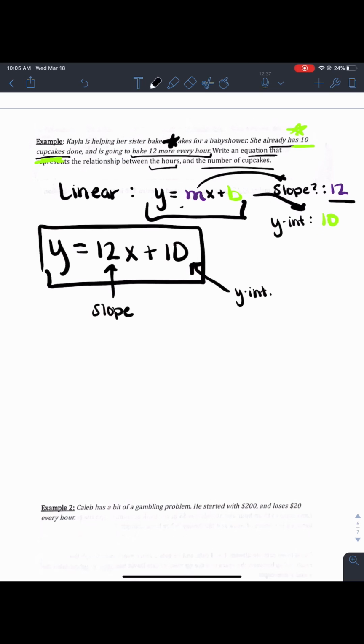Only other part I would want you to label is what do x and y represent? We want to say what they are. So x is usually a time, basically when is the pattern happening? 12 more every hour. So x is going to be the hours. So that's why it's 12 every hour. Y is going to be the total of whatever you're talking about. So this is going to be the cupcakes.